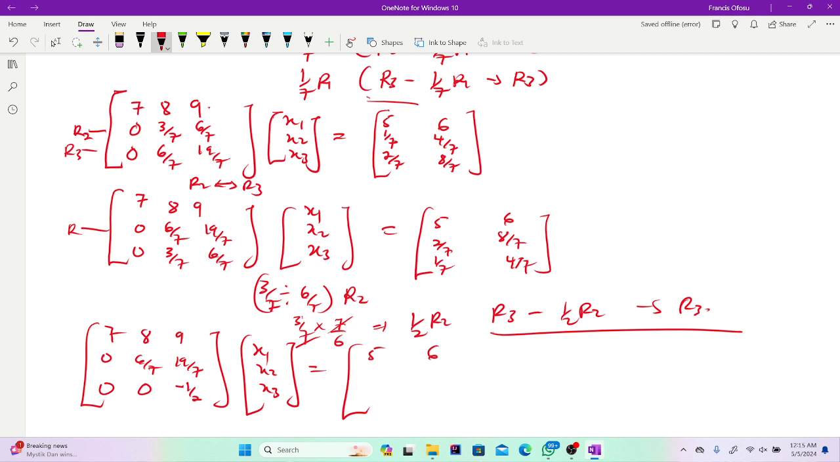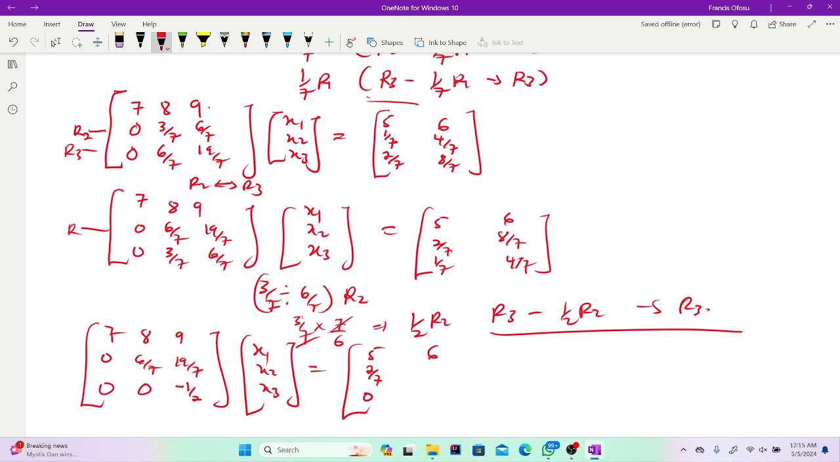So 5 and 6. For this side, I'm going to get 1 on 7 minus 0.5 times what? The root 2. And the root 2 is what? 2 on 7. And that gives me 0. So I'll have 2 on 7 here, then I'll have 0 here.